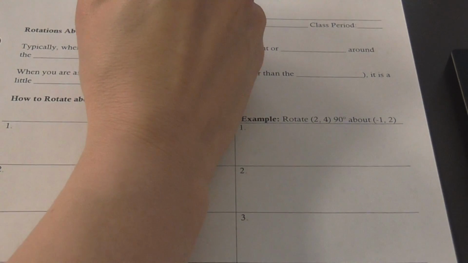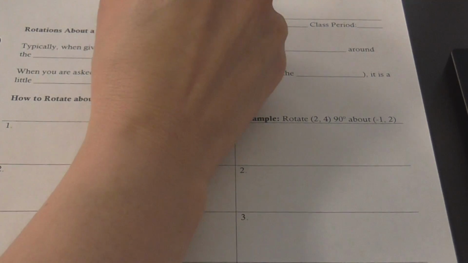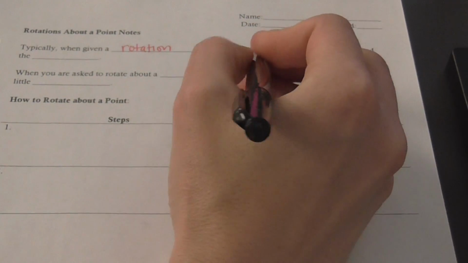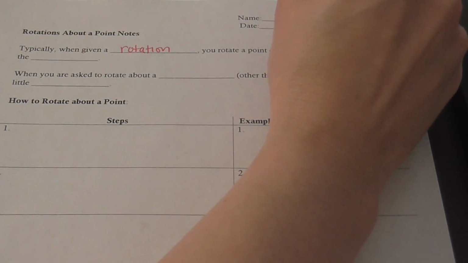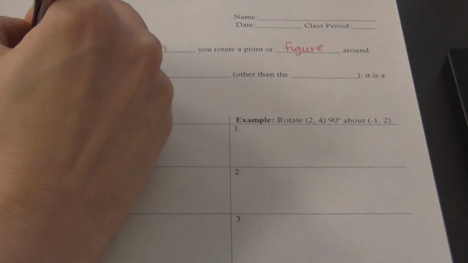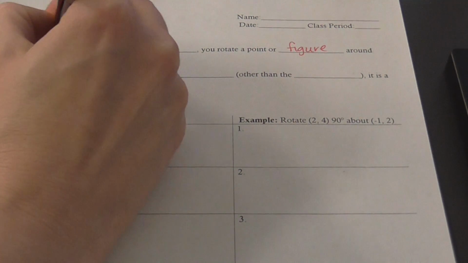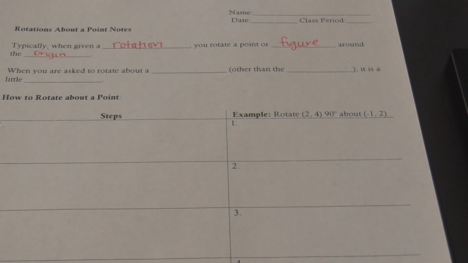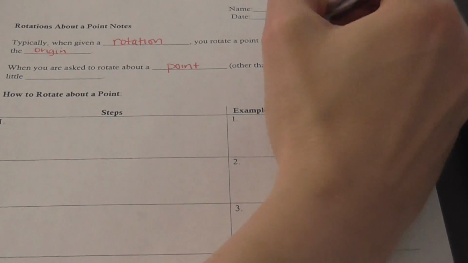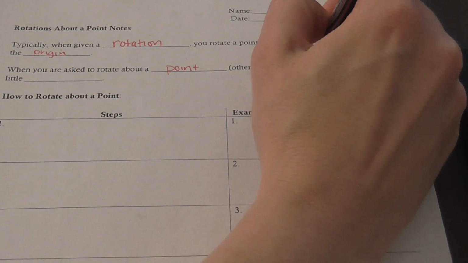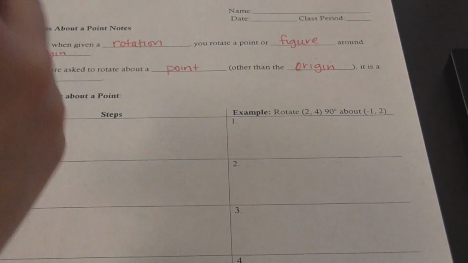All right, so typically when given a rotation, you rotate a point or a figure around the origin. That's typical. You're moving it around the origin. But when you're asked to rotate about a point other than the origin, it is a little tricky.